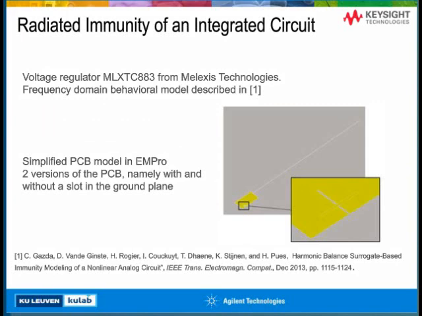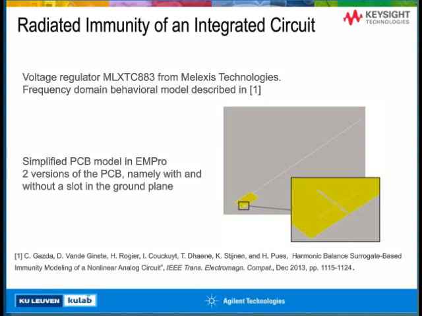The example that we then used here is a voltage regulator from Alexis Technology. For this voltage regulator, we did have a behavioral model, which is described in the paper shown at the bottom of the slide. We put this voltage regulator onto a PCB, connected it to a trace, and through the PCB, a cable of 1 meter length was connected, represented here by that wire. We had two versions of this PCB, namely one with and one without a slot in the ground plane, and then we looked at what is the immunity of the IC in both cases.